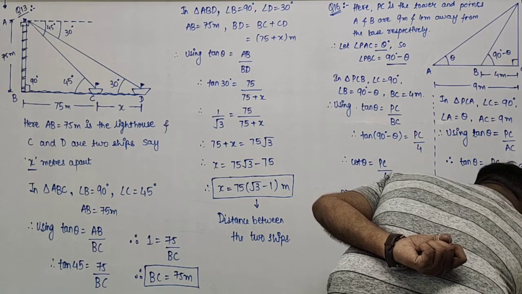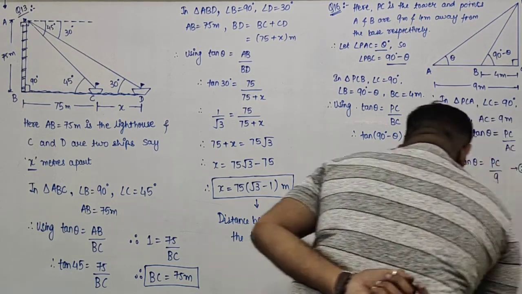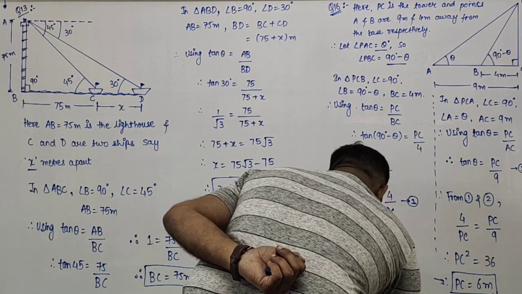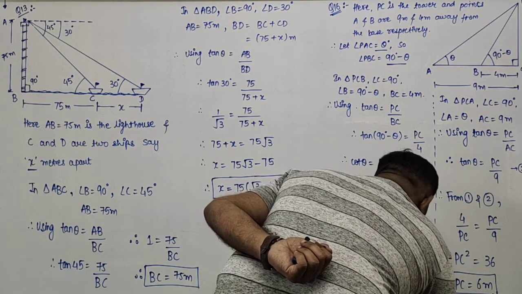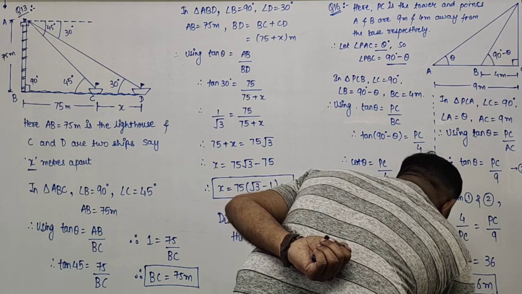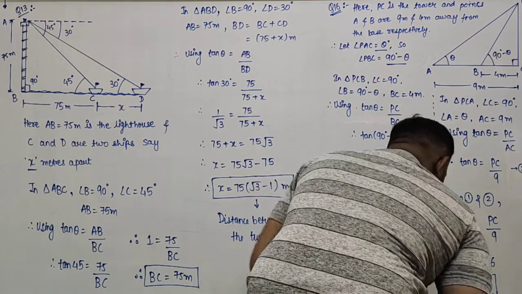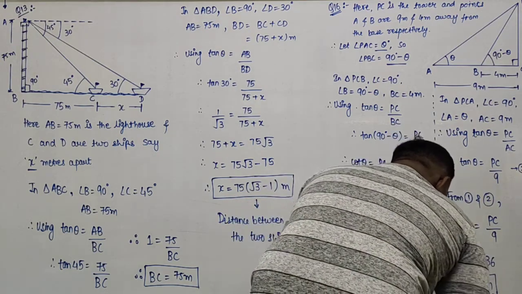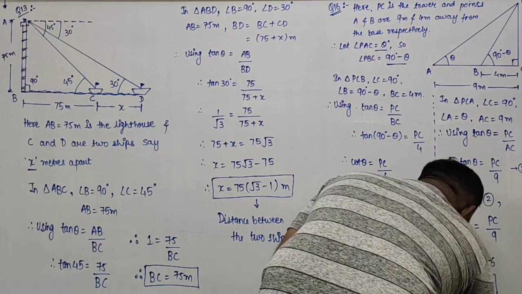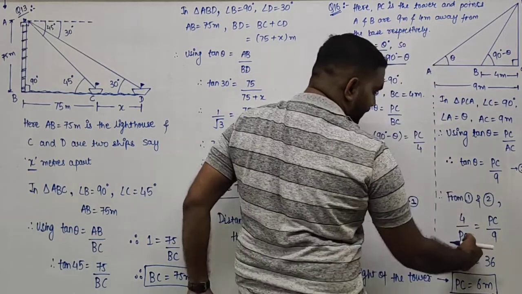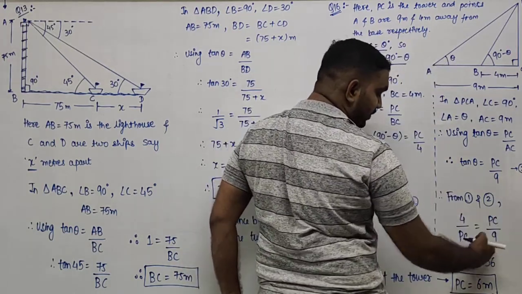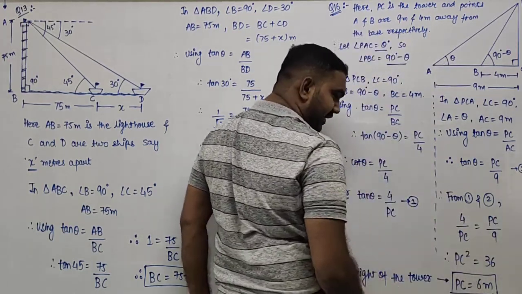What is PC? The height of the tower. So PC, that is the height of the tower, is equal to 6 meter. Hence proved. Here PC into PC is PC square and 9 into 4 is 36.